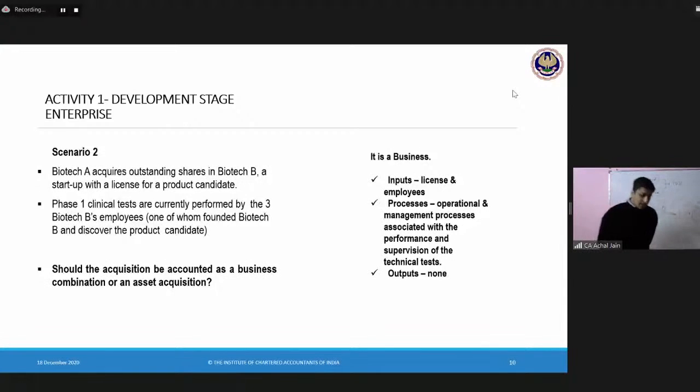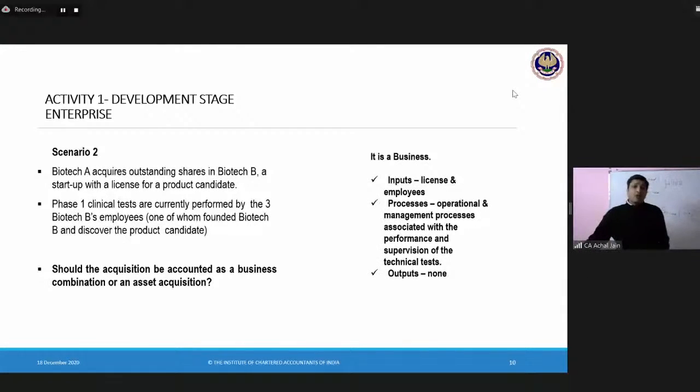We can move on to the second scenario now. Biotech A acquires outstanding shares in Biotech B. And what is Biotech B? It's again a startup company with a license for a product candidate. Phase 1 clinical tests are currently performed. This means Biotech B is doing this with 3 employees of Biotech B, one of whom was also the founder of Biotech B and who also discovered this product candidate.